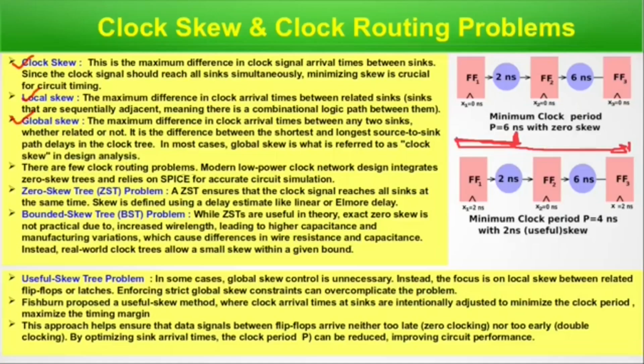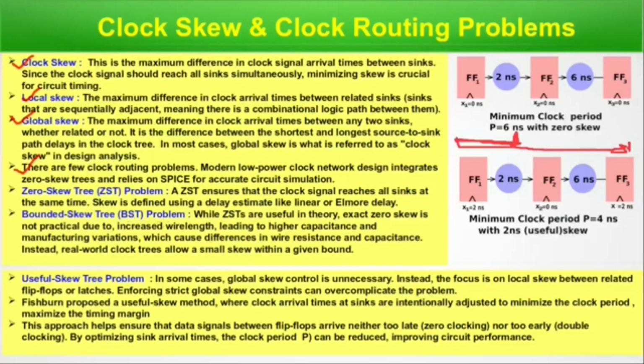There are a few clock routing problems. Modern low power clock network design integrates zero skew trees and relies on SPICE for accurate circuit simulation. Zero skew tree, the ZST problem. A ZST ensures that the clock signal reaches all sinks at the same time. That is zero skew, no skew. Skew is defined using a delay estimate like linear or Elmore delay.